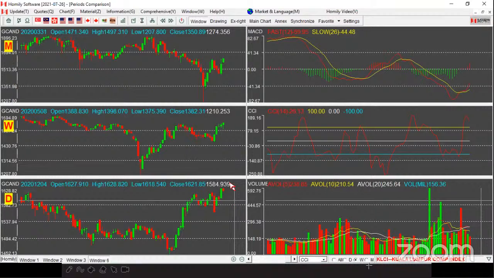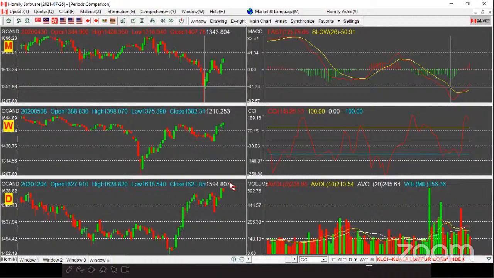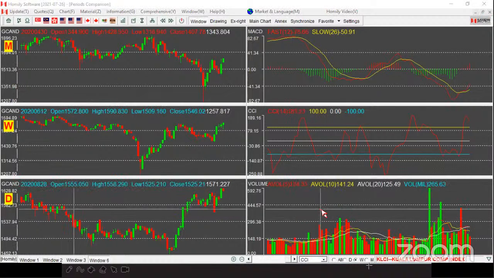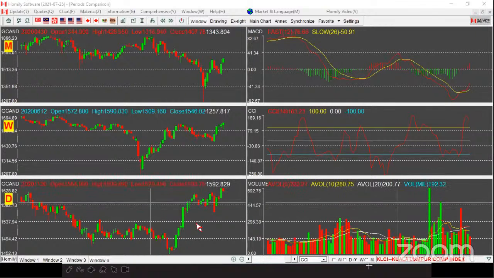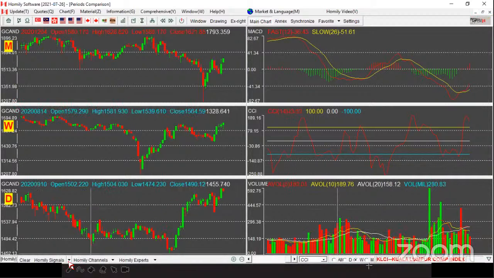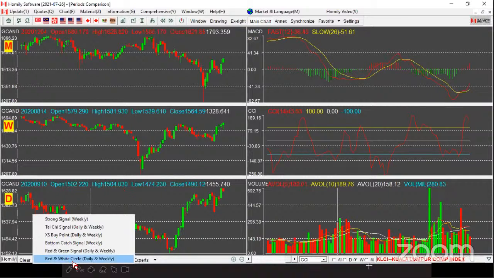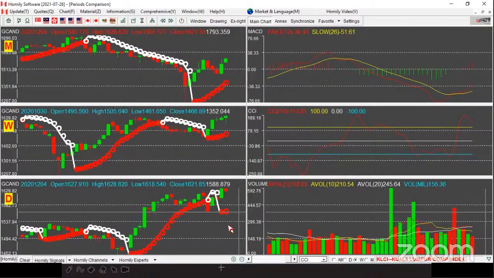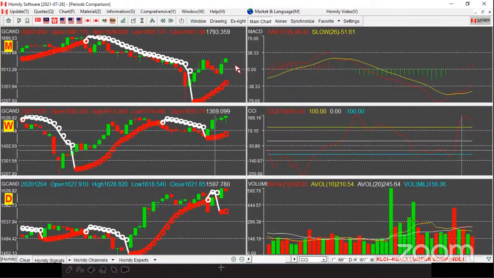On the daily chart, we know we are using RWC, which means red and white circle. The red and white circle cannot be put over here. It can only show on the candlesticks. So we need to click main chart over here, main chart on the top. Then after that, we can see the left bottom area, where we have the signals group. You can just choose red and white circle. Then it will be shown on the daily chart and also on the monthly chart and weekly chart.